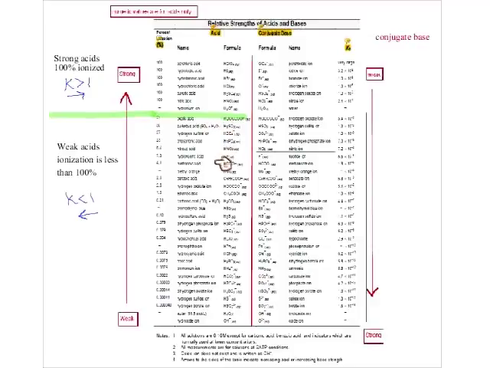Acetic acid, right there, they call it ethanoic acid. It's the same thing, right? Ethanoic acid is the same as acetic acid.